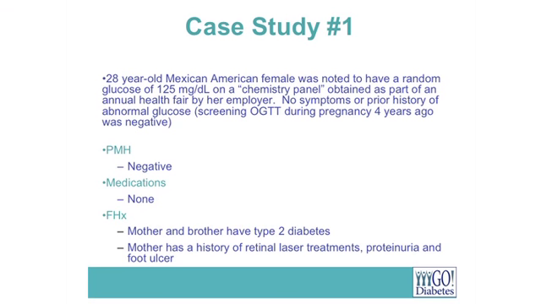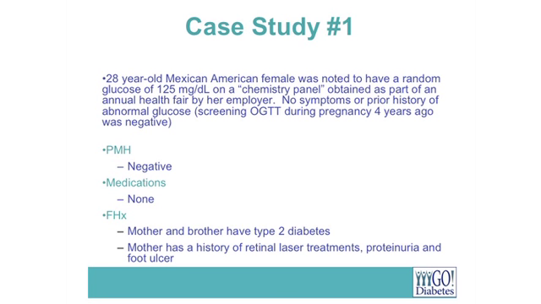Now, I hope you paid attention because we're getting ready to have some questions that we'll see if you can answer. And the little blue box in front of you, hopefully, our audience response system, this is the first time to try it. And so we're going to try out and give you a chance to answer some of these questions. And I'm going to read the case, and at the end, we'll have a chance for you to answer the question. A 28-year-old Mexican-American female was noted to have a random glucose of 125 on a chemistry panel obtained as part of an annual health fair by her employer.